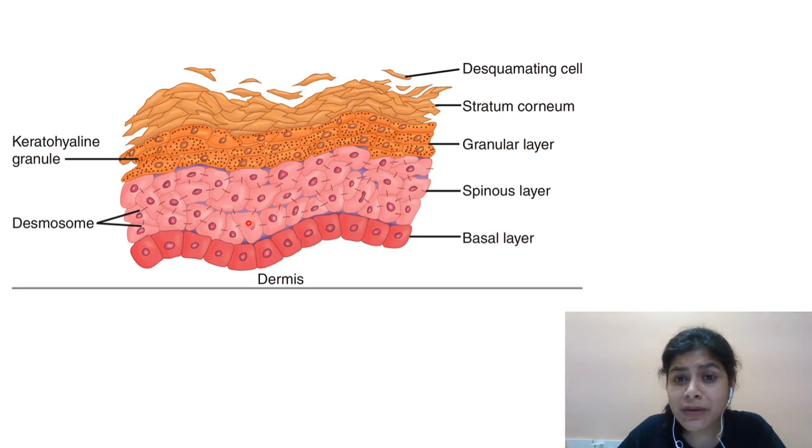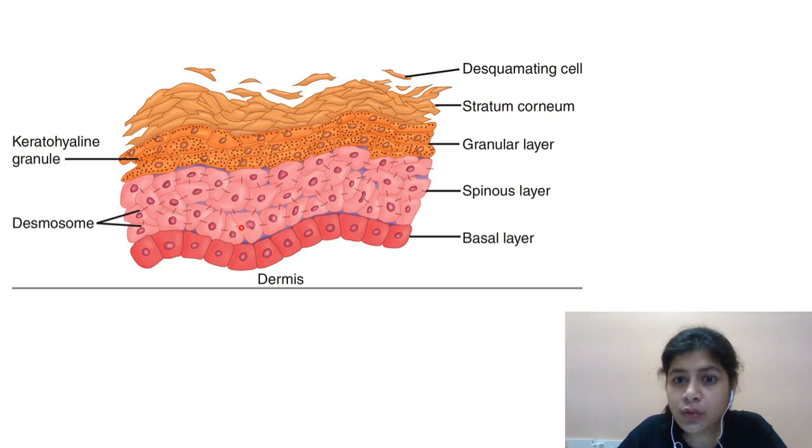What happens in pemphigus vulgaris is that antibodies are developed against desmoglein 3, right? And remember, desmoglein 3 is expressed in the oral cavity. Desmoglein 1 is not expressed in the oral cavity. Hence, when there are antibodies developed against desmoglein 3 in pemphigus vulgaris, you have erosions and blisters in the oral cavity as well as on the skin.